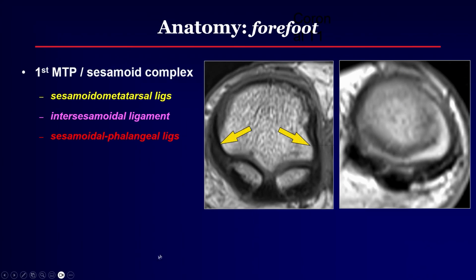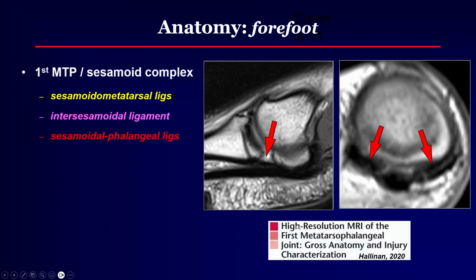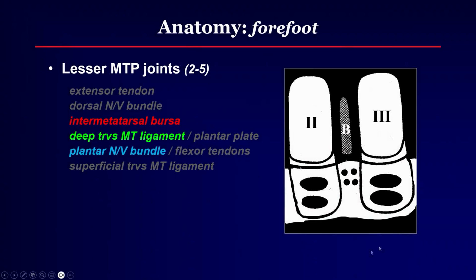Here you can see the sesamoid metatarsal ligaments, almost like collateral ligaments, if you will. Then we've got the intersesamoidal ligament holding those together. And then most importantly, for these types of injuries, we have the sesamoidal phalangeal ligaments. So these are going to go distally from the sesamoid there. All right, and this is where it tends to fail. And so it's a very important part of the plantar plate, if you will. Beautiful high-resolution MR of the first MTP joint from 2020 in Radiographics, if you'd like more.